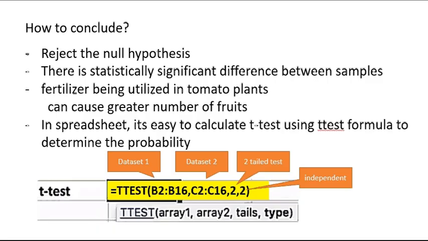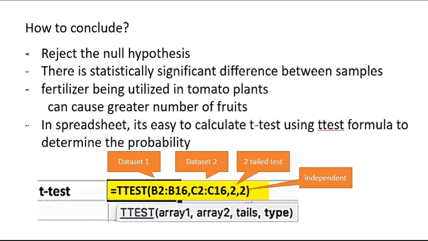So we can now conclude that there is a statistically significant difference between samples, and the fertilizer utilized in tomato plants can cause a greater number of tomato fruits. Actually, that is the computation in determining the t value and also identifying the critical value.